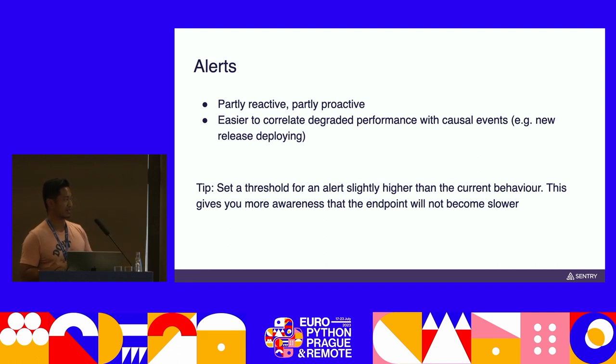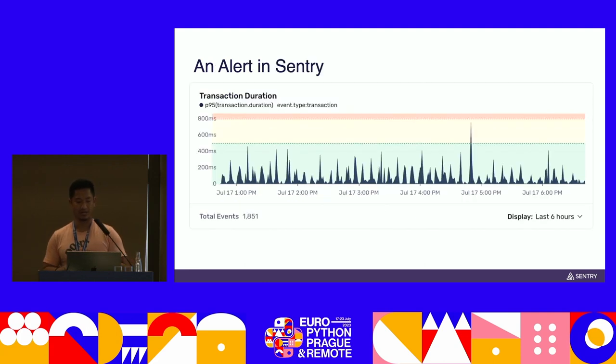Again, here's a tip: if you're monitoring your application for the first time, start with setting your thresholds a little bit higher. Perfect, you'll know if things are getting slow or not. Here is how that alert shows up in Sentry. This is how we set it up.